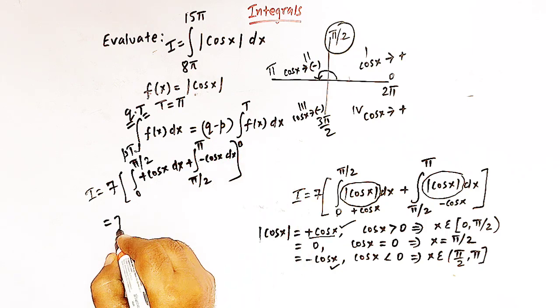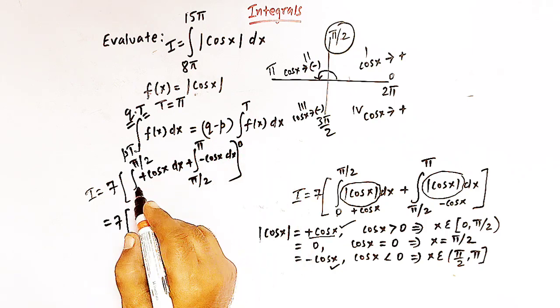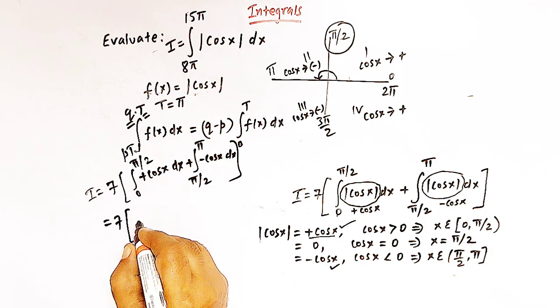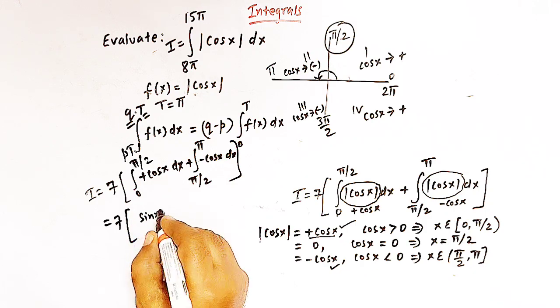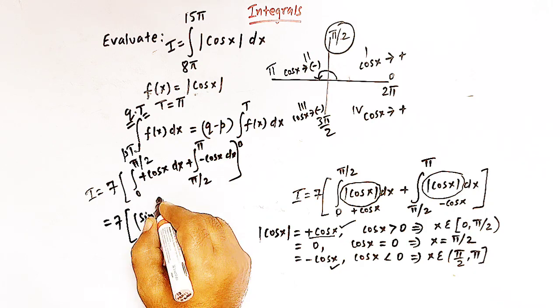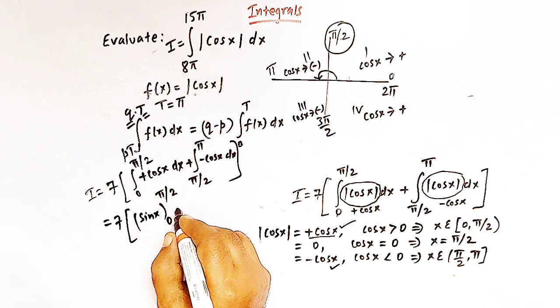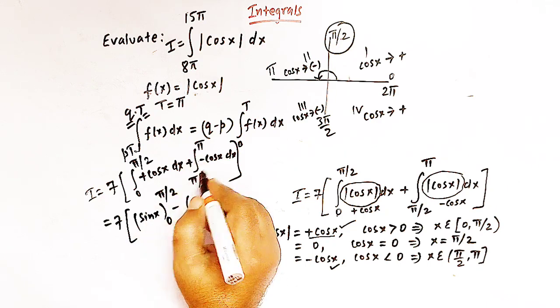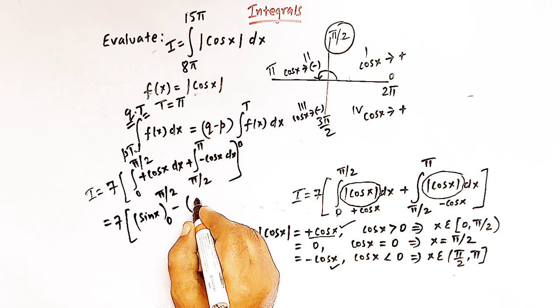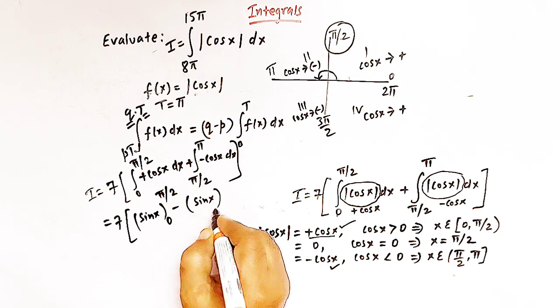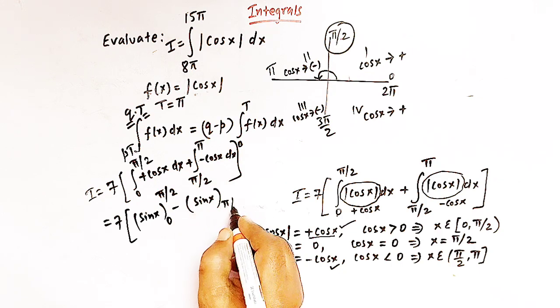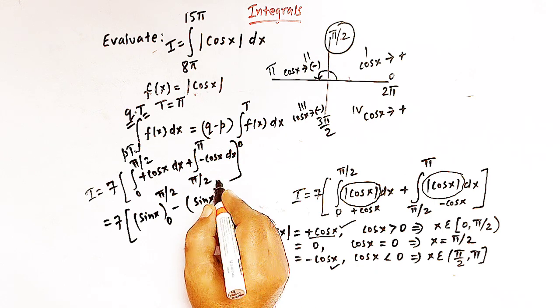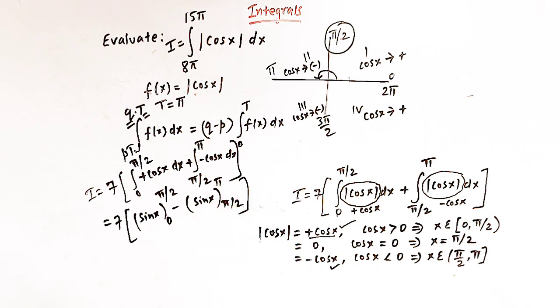So now we have two simple integrals here. The integral of cosine x is sine x, and the limits of integration are from 0 to pi by 2. And then here we have the negative sign. The integral of cosine x is simply sine x, and the limits of integration are from pi by 2 to pi.